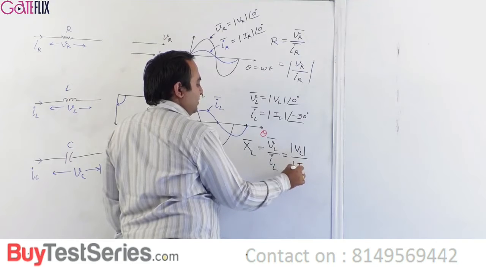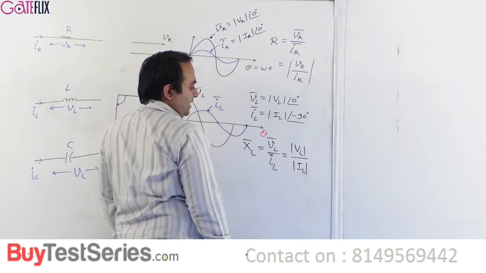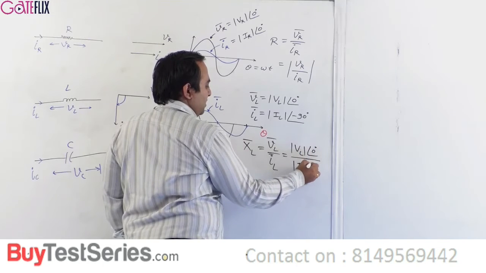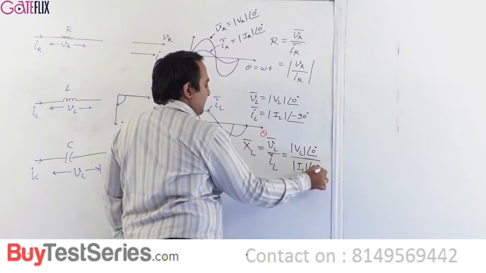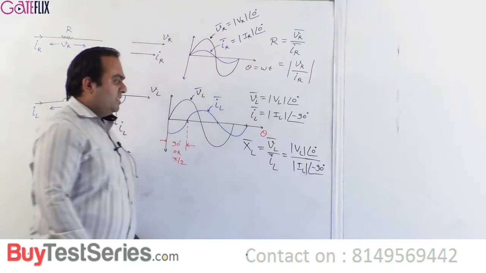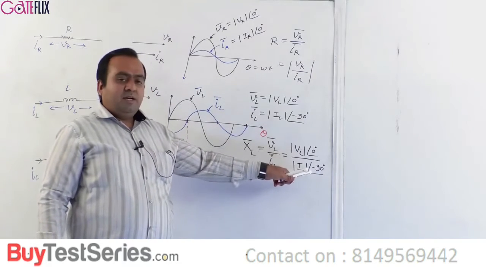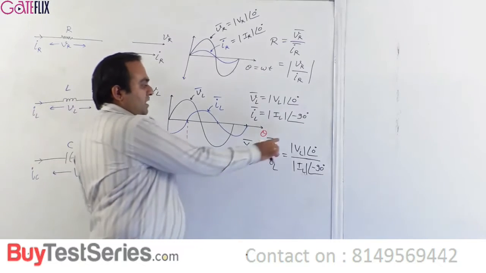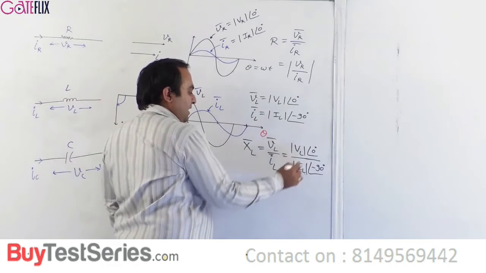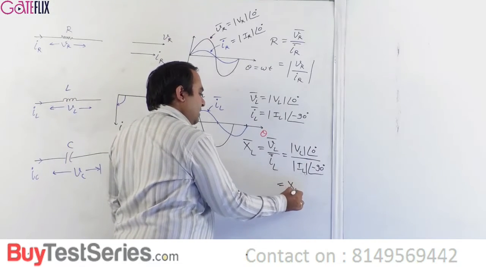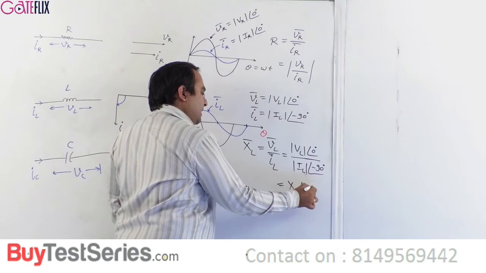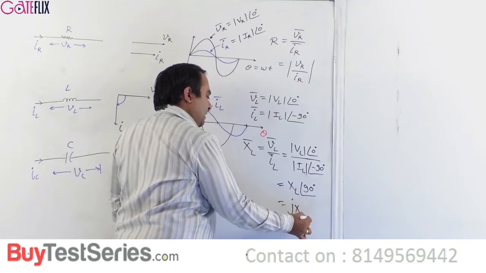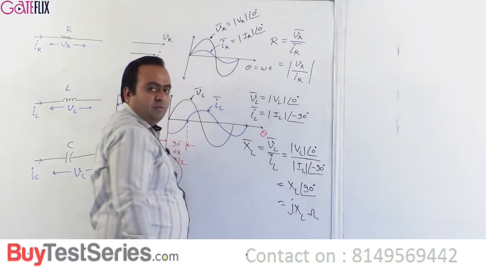Let me write it in capital. And this is angle 0 and this is angle minus 90 degrees. So when you divide two phasors, the phase of the denominator gets subtracted from the phase of the numerator. So VL by IL is XL, and this becomes XL angle 90 degrees. So that's why this becomes jXL, this many ohms.